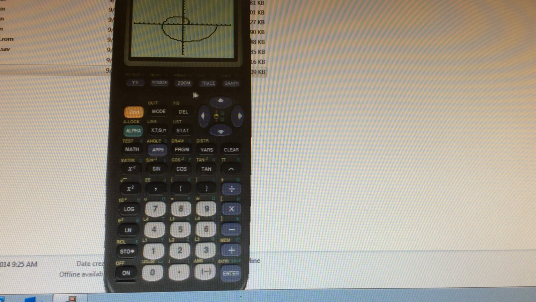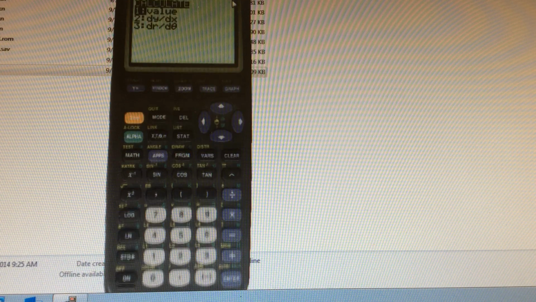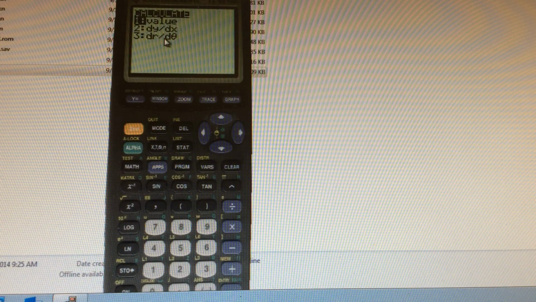And then what can we do with this? So hit second, trace. Sorry, I can't really see that much. And you can find values. You can find dy/dx, which is the slope, and you can find dr/dθ. So let's say we wanted to find dr/dθ at, we'd have to give it some input. So let's say at π/4. Okay, and we enter. It's going to find us dr/dθ is equal to 1 at that value, which in this silly case, dr/dθ is always equal to 1.